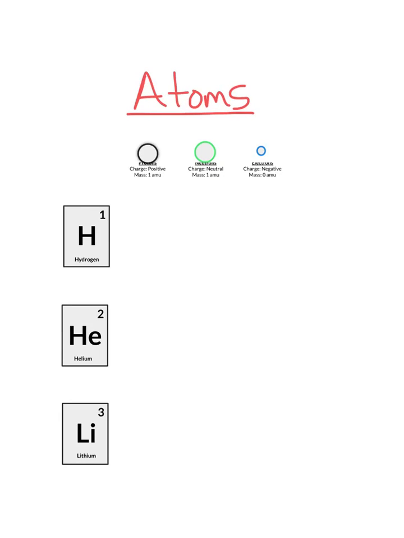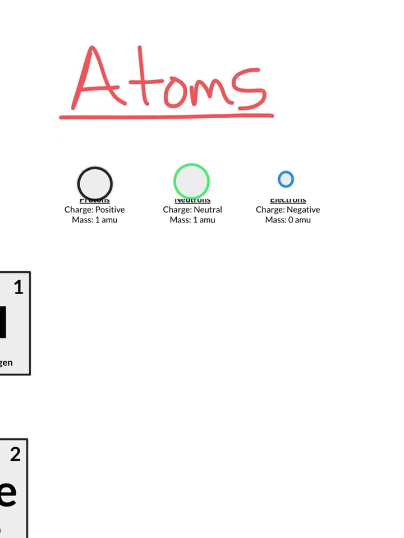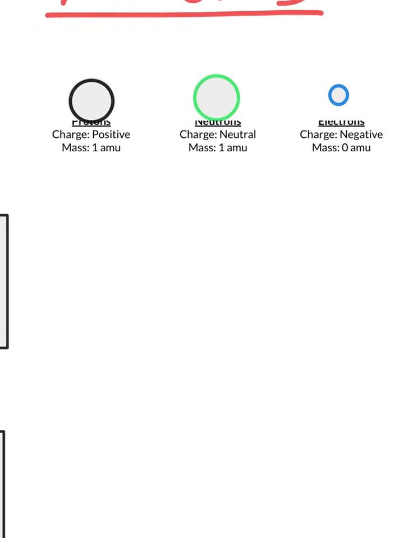In this video, we're going to be looking at atoms and what they're made out of. So to start with, we need to get an idea of what the different pieces of an atom are. So let's zoom in here. We've got three parts of an atom.